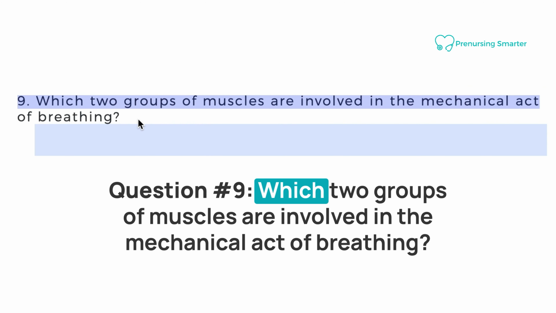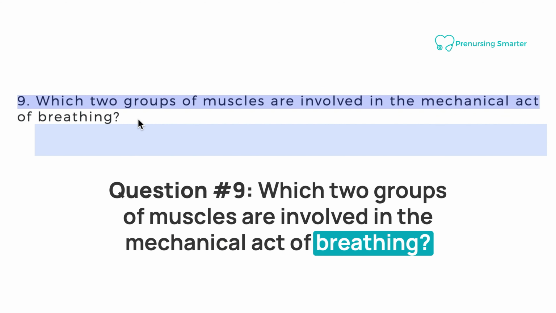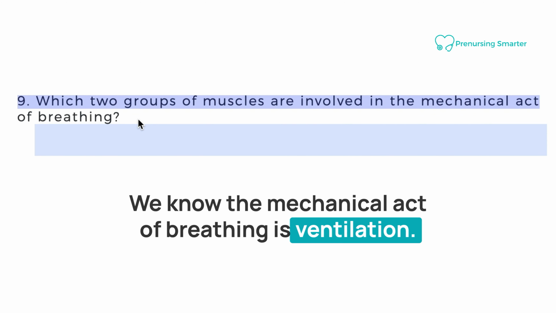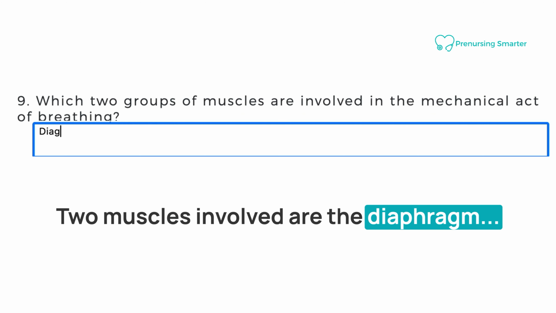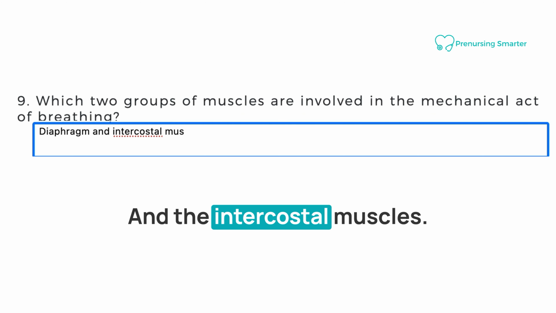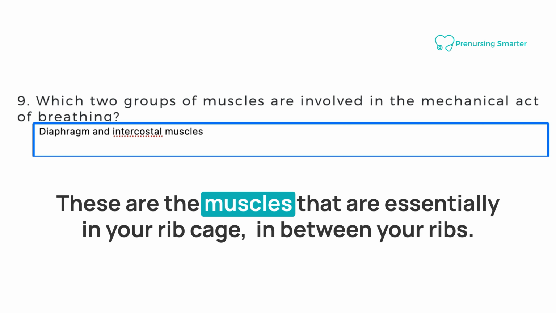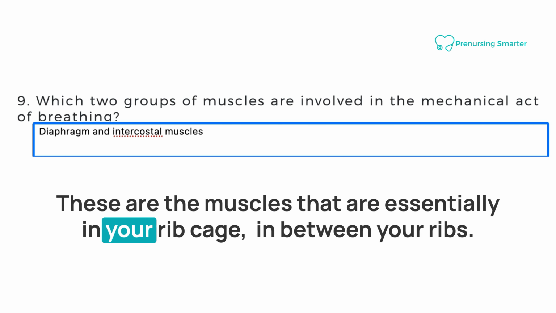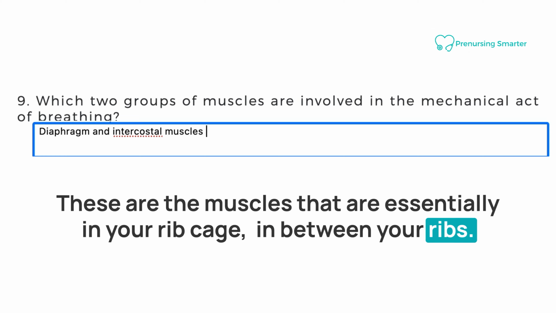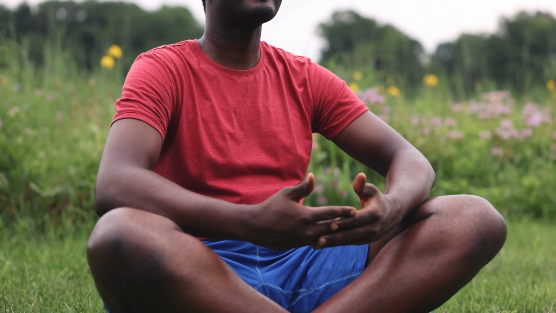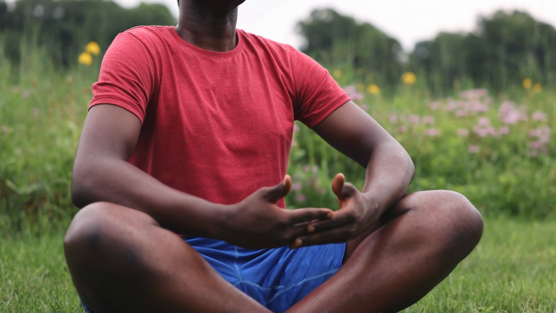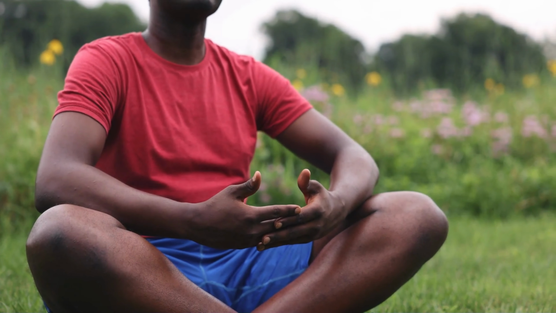Question number 9. Which 2 groups of muscles are involved in the mechanical act of breathing? We know the mechanical act of breathing is ventilation. 2 muscles involved are the diaphragm and the intercostal muscles. These are the muscles that are essentially in your rib cage, in between your ribs. When you take a really deep breath, your diaphragm is below your lungs, kind of the midsection of your torso, and you can feel your diaphragm and your intercostals expand and contract as you breathe.